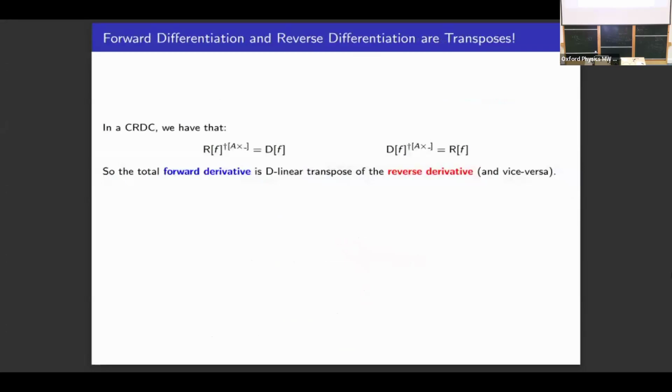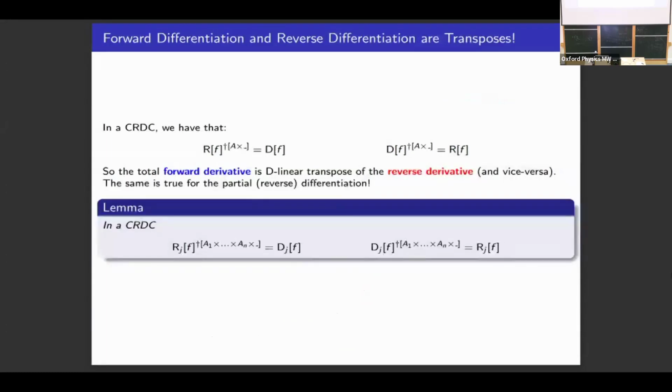But the cool thing is that the forward derivative and the reverse derivative are transposes of each other. If I have this dagger operator, then I can just say, for example, that the reverse derivative is the linear transpose of the forward derivative and vice versa. And now that we've introduced partial reverse derivatives, one has to do a sanity check to confirm that our notion of partial reverse derivatives is in fact the linear transpose of the usual notion of partial forward derivatives. And it's true. Hooray.